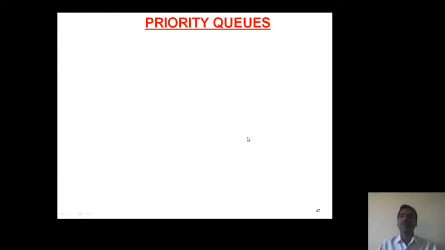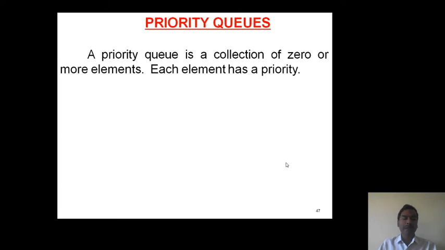Next concept, priority queues. Now listen, a priority queue is a collection of 0 or more elements in which each and every element has a priority. So to implement the specific operations like insertions and deletions, it must follow the priority rules.